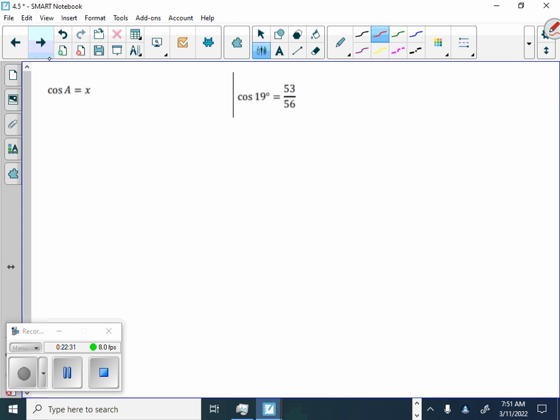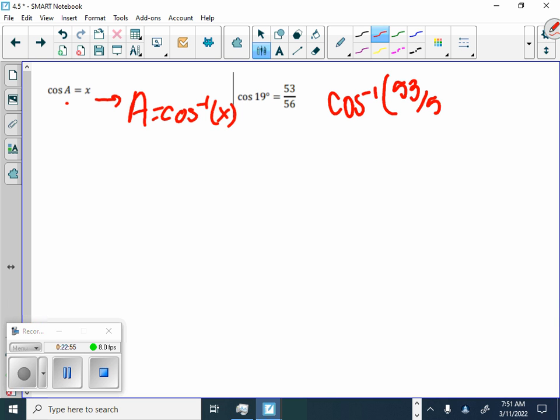Alright, cosine, essentially the same thing. To figure out the inverse of cosine, if I want to figure out what A is, I would take the inverse cosine of x. So for example, if I take the inverse cosine of 53 over 56, I'm going to get that the angle associated with those sides of a triangle is 19 degrees.